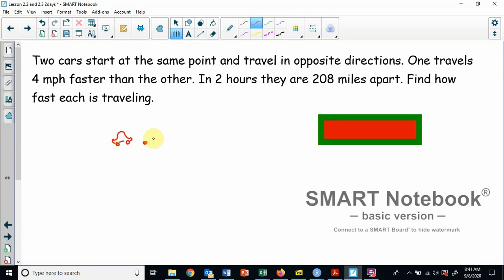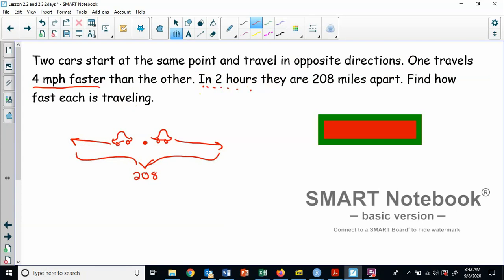Beautiful car, I know. Don't be a hater. They look more like UFOs, but that's okay. Drawing on this little sketch pad's not the easiest. And they're going to travel in opposite directions. One car travels 4 miles per hour faster than the other. Okay, we'll deal with that in a second. And in 2 hours, they are a total of 208 miles apart. Okay, let's find out how fast each car is traveling.